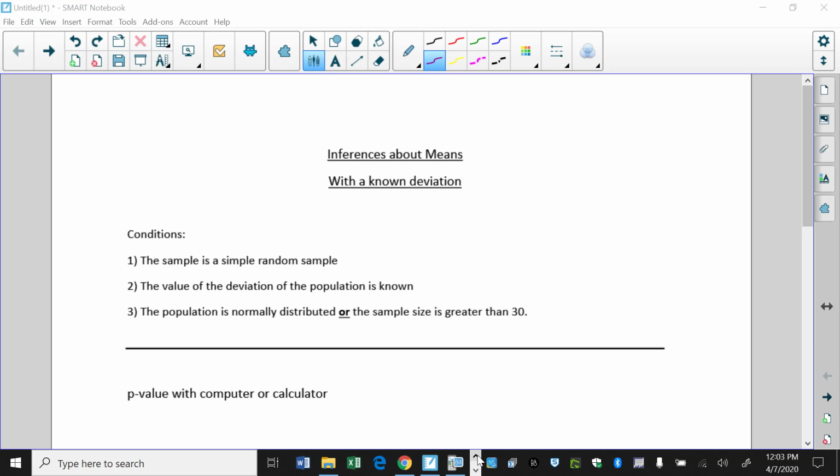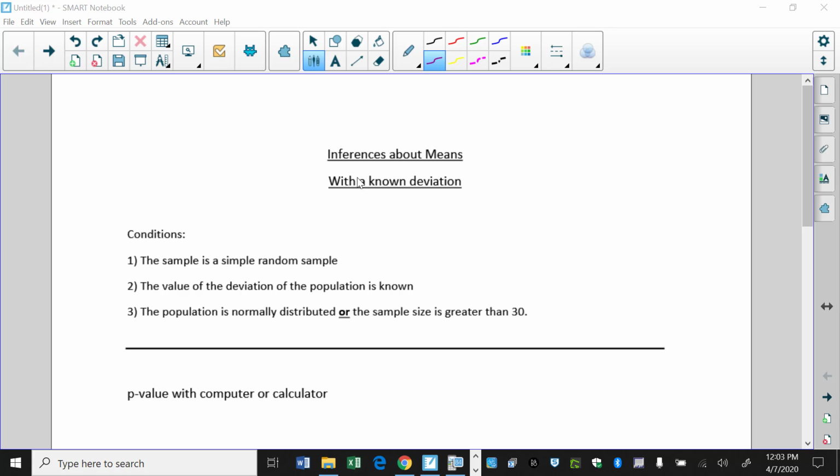Really what you're doing is you're running through a specific set of conditions. They will change depending on what test you have. For those of you that took a biology course, you might have run into a thing called a chi-square test. They have their own set of conditions. They all have different conditions, but the same idea is you want to get down to a p-value, which you use a computer or calculator for, and then be able to analyze things later.